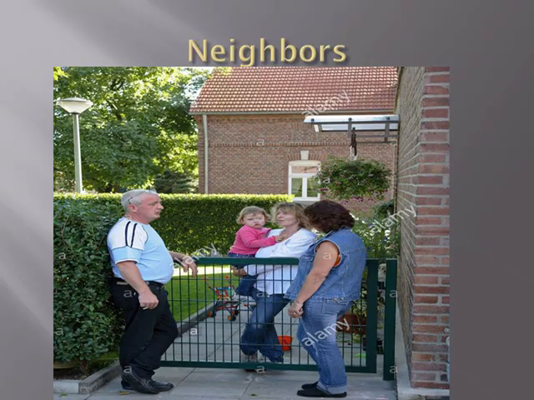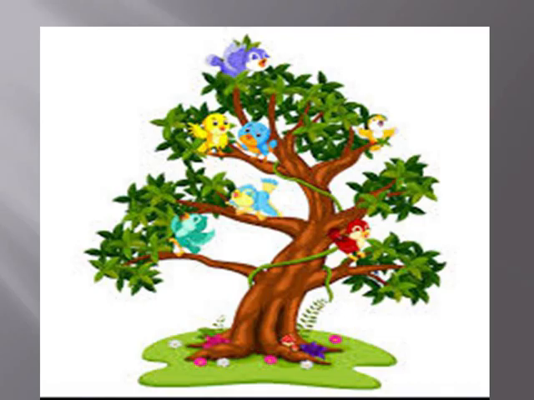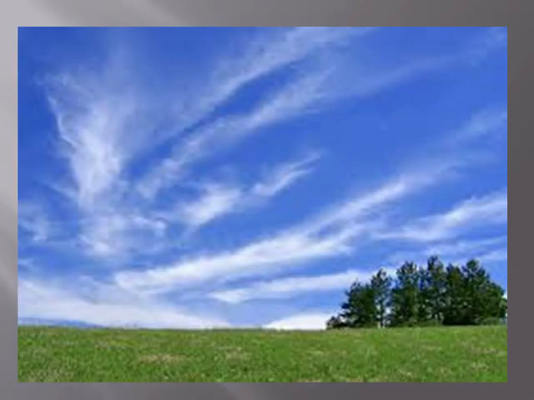Other things like fishes in the ponds, birds on the trees, beautiful butterflies on red roses, the grass below and the blue sky above. They all are the components of environment.